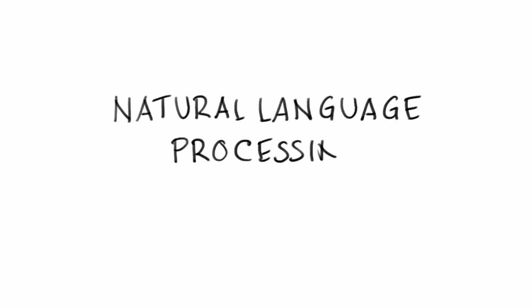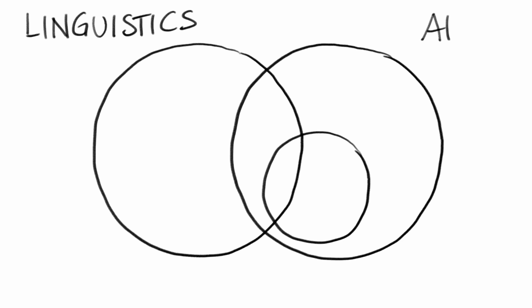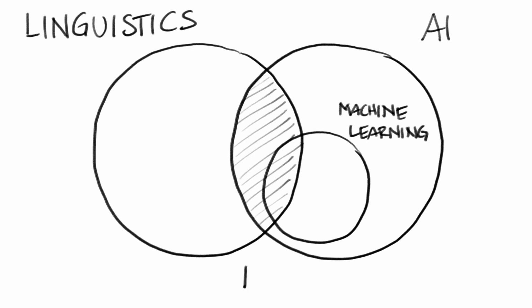Today in the Tech Whiteboard series, we talk about NLP, or natural language processing, and how it impacts networking, and more specifically, AIOps. Natural language processing gives machines the ability to derive meaning from human language. NLP is a combination of linguistics and AI, specifically machine learning. Right here is where NLP lies.